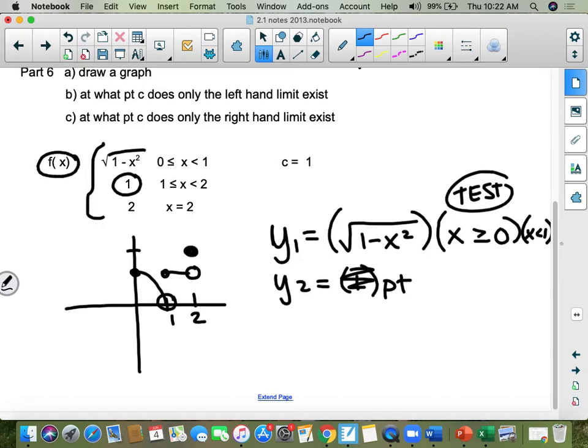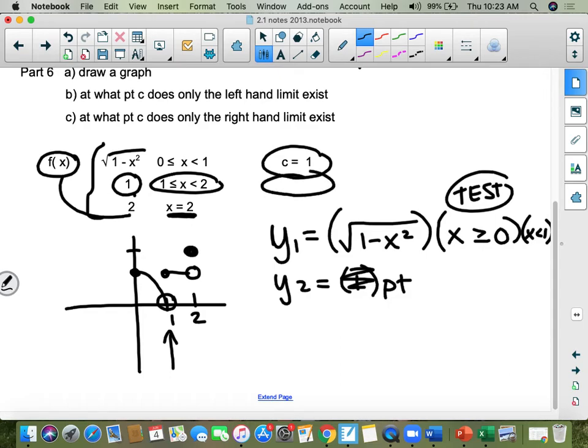This one just makes a point because x equals 2, where this one's going to make a line because you have a longer domain. So this is what the graph looks like. And then they're just going to ask you, what is the point C? You're looking at C is equal to 1. At what point C does only the left-hand limit exist? Or all the C values, not just C equals 1.